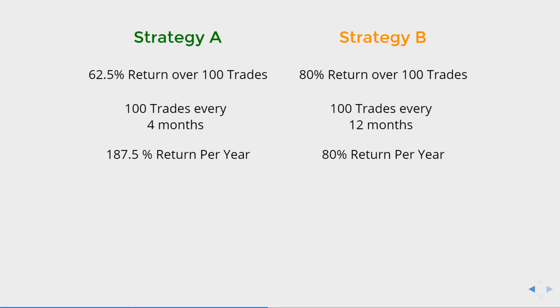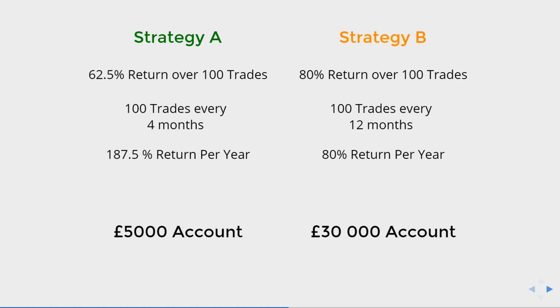However, the trader trading strategy A has an account size of £5,000 and the trader trading strategy B has an account size of £30,000. So if we apply the percentage returns to their respective accounts, we can calculate how much money each has made over the year period.